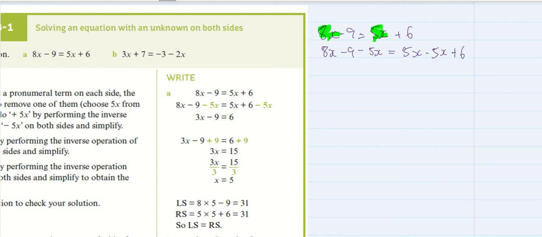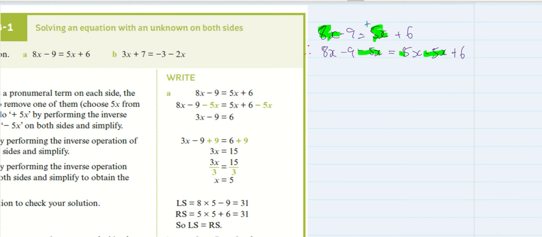Let's have a look at the idea here. We can see that the 5x on the right is positive, so to do the opposite I have to do a negative 5x on both sides. What I've done is written an equivalent equation. Now do not put an equal sign there. If you want to put anything you can put three dots, which means therefore, a logical deduction.